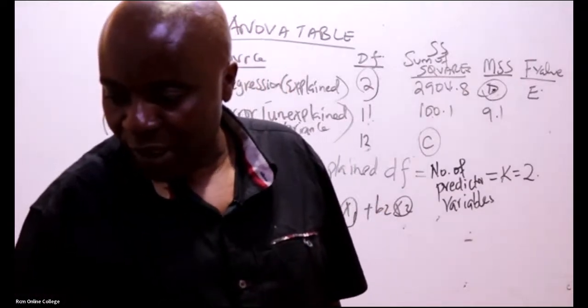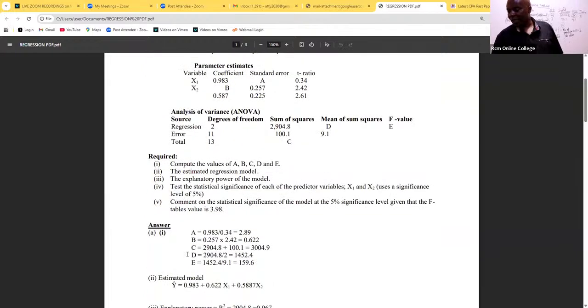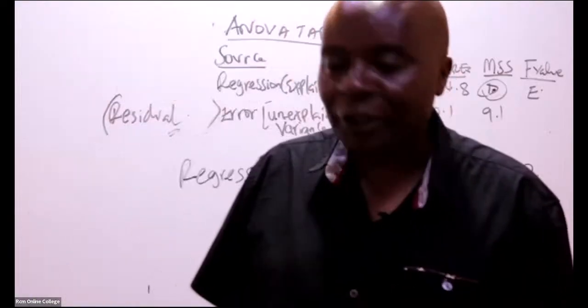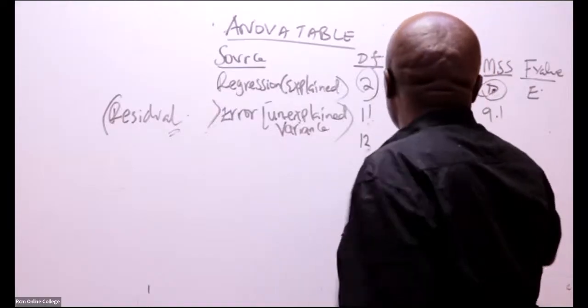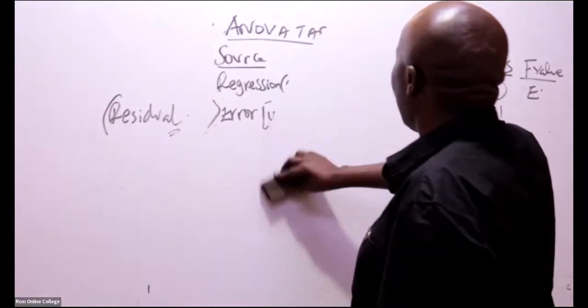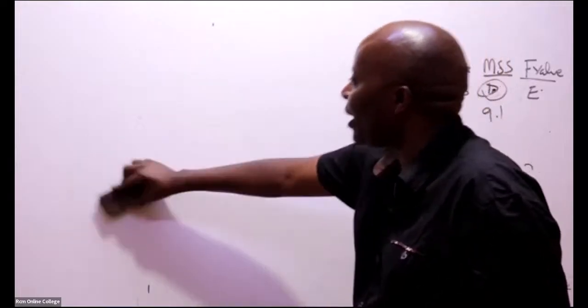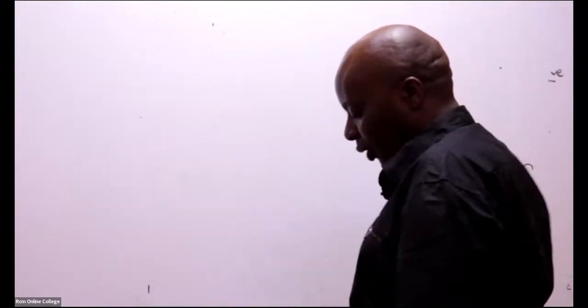So the next question, ladies and gentlemen, what are they telling us here? They want us to test the significance of each of the predictor variables, x1 and x2, and they want us to use a significance level of 5%. In regression analysis, there are how many types of hypothesis tests? 2 of them. There are 2 types of hypothesis tests in regression analysis.